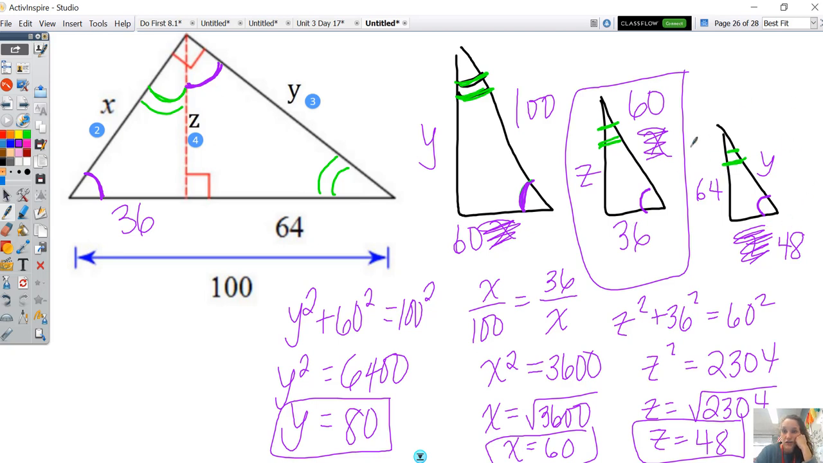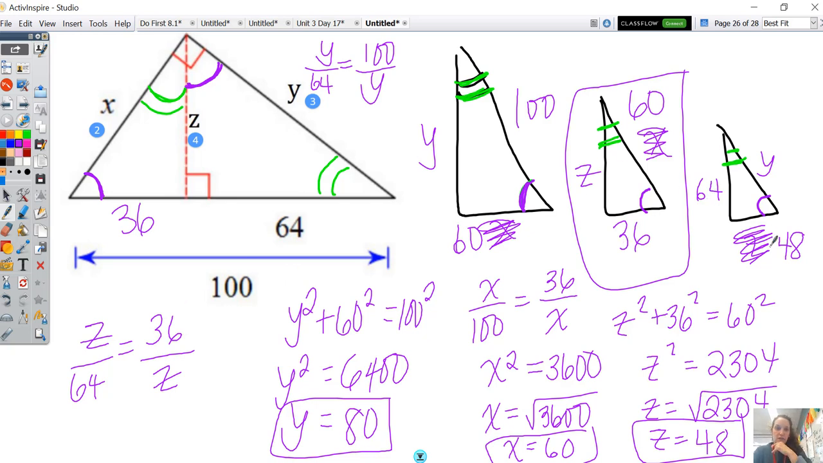So essentially, you set up one proportion. Basically you would want to compare, like I also could do a proportion with my Y's. I could do Y over 64 equals 100 over Y. That would have worked. You just want to find the 2 triangles that both have a Y and see if you can set a proportion. Or when we had the Z's, we could have done Z over 64 equals 36 over Z. That also would have been a proportion we could have set up. So there were lots of options on what you could do.